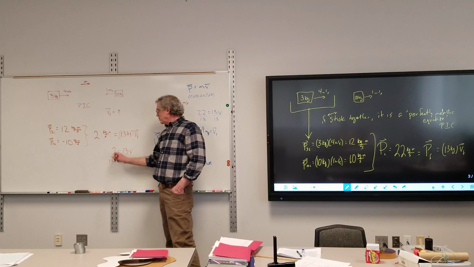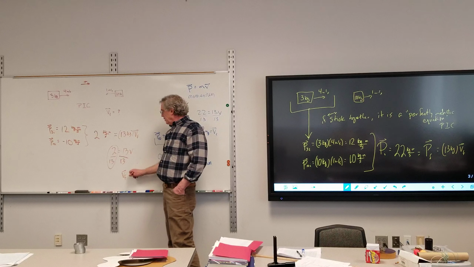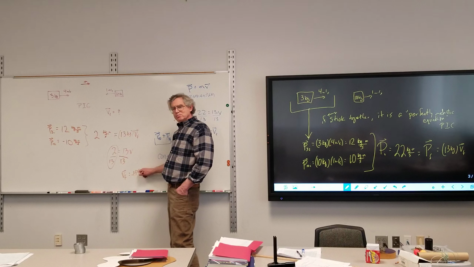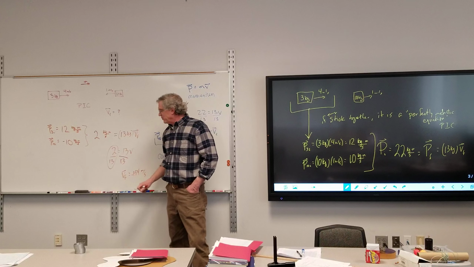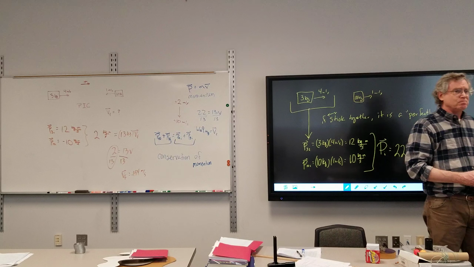Okay. And so whatever 2 divided by 13 is, that's my final velocity, 0.154 meters per second. Our answer is positive, which means that after the collision, it'll still be going to the right.